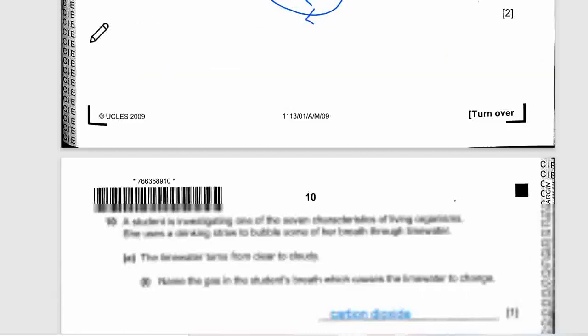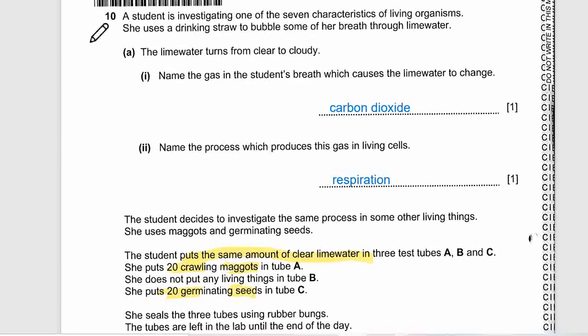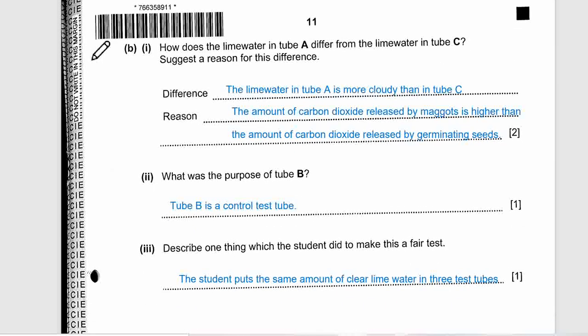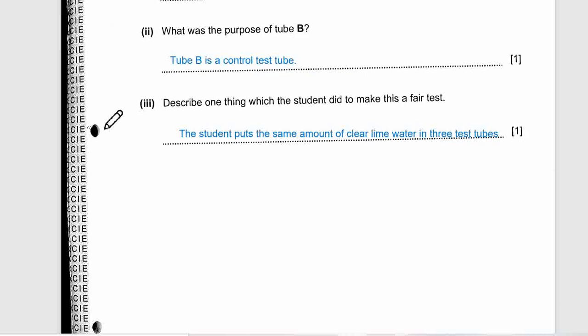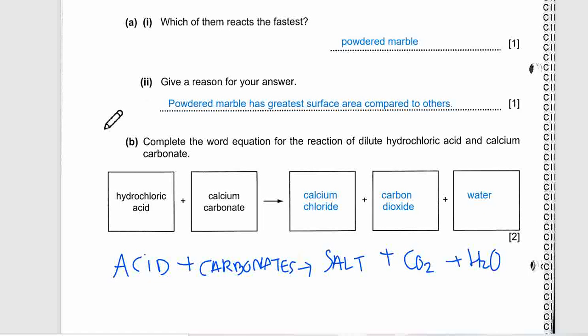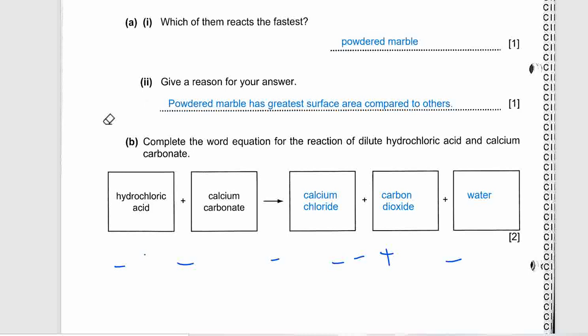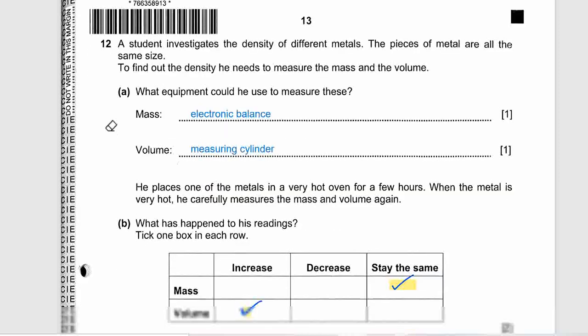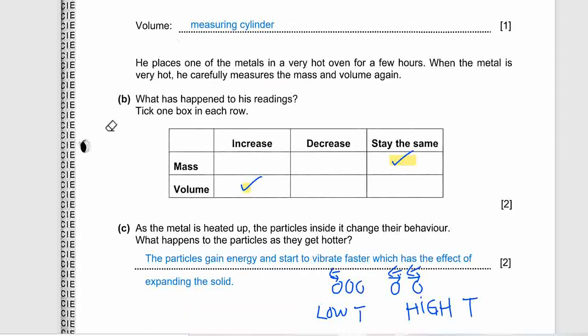Next will be the answer for question number 10A, and this is 10B and 10B part 1, 2, and 3. Next will be the answer for question 11A, B. This one we don't need, this is just an explanation. Next will be the answer for question number 12A and 12B.